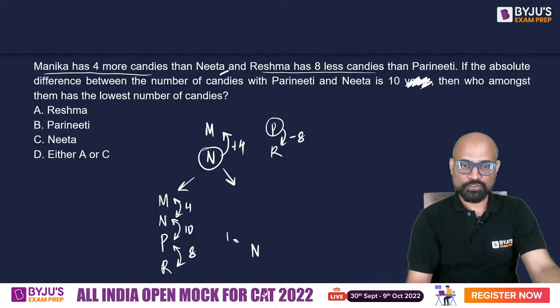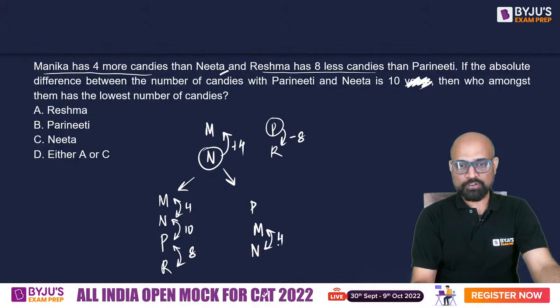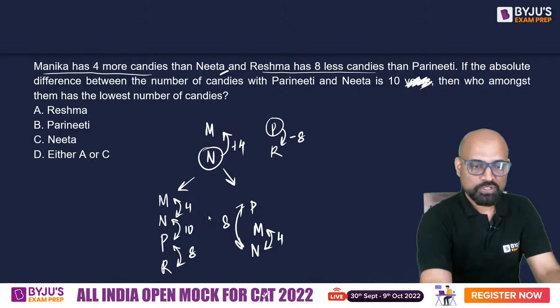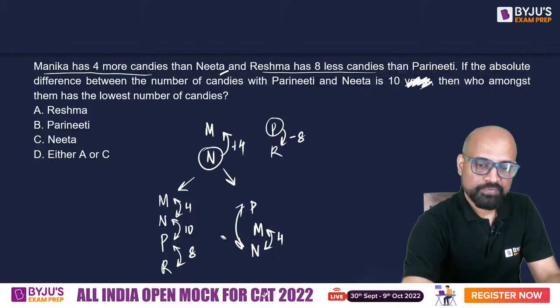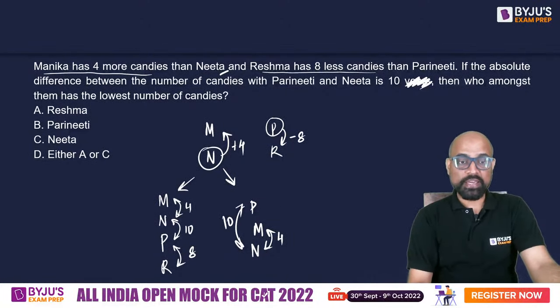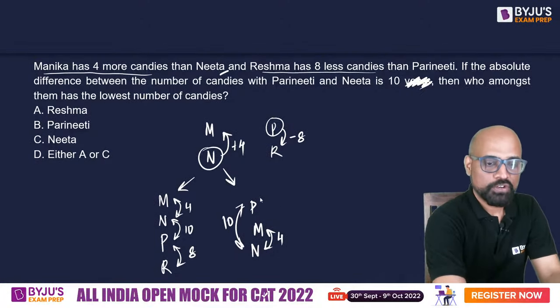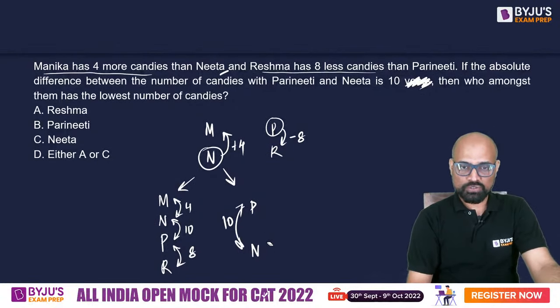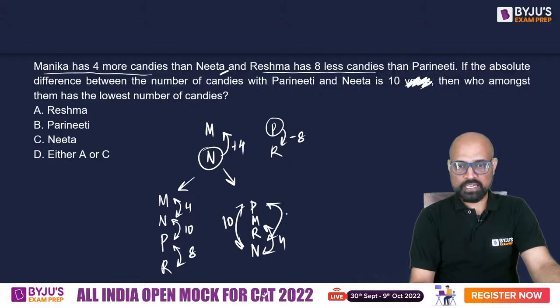So we will have to make a few little changes. Between N and M, there is going to be a gap of 4. Between P and N, there is going to be a gap of 8. And between P and R, there is going to be a gap of, sorry, not 8, it is 10. And between P and R, there is going to be a gap of 8. So we will have to improvise this a little more. R and M. So N and M, there is a gap of 4. P and R, there is a gap of 8.